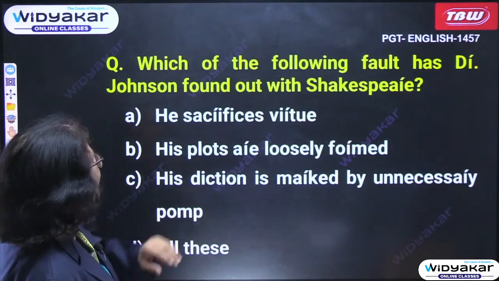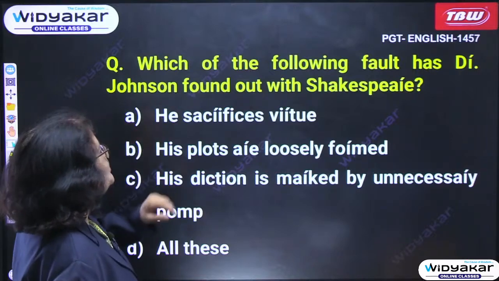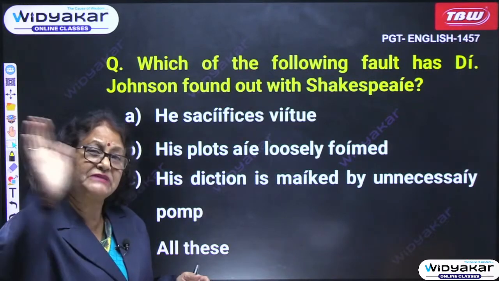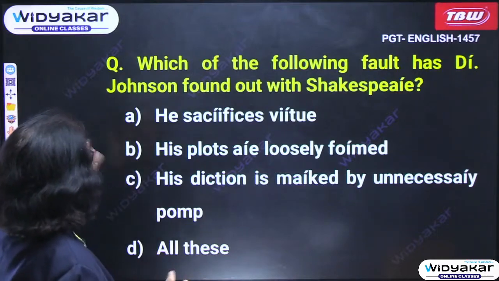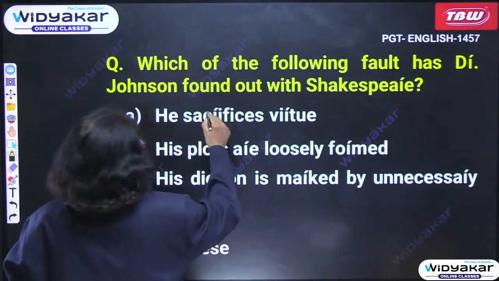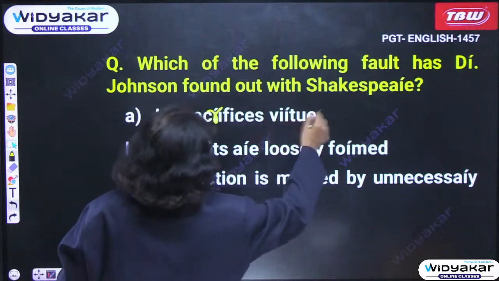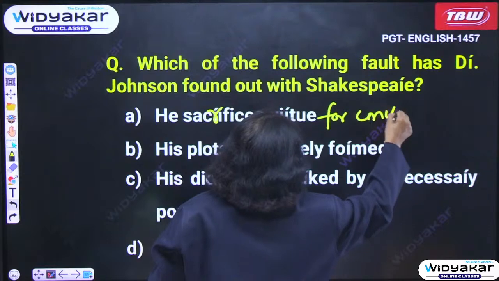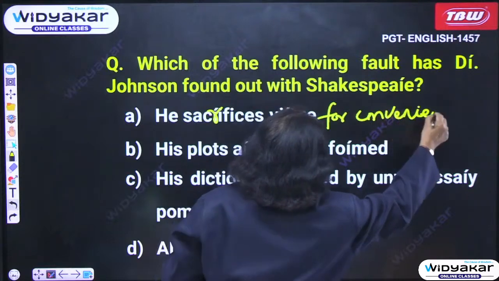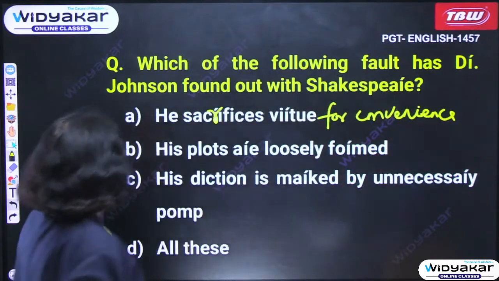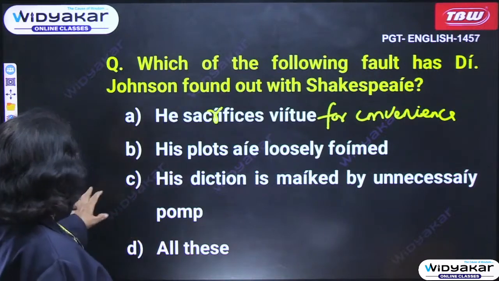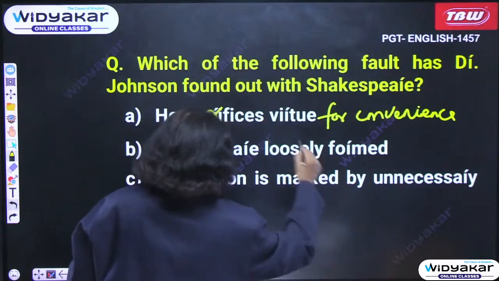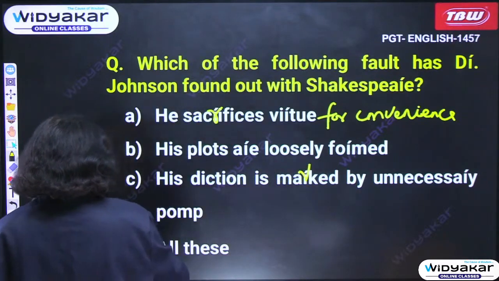Which of the following faults has Dr. Johnson found out with Shakespeare? Till now we discussed Shakespeare's merits, but now there are demerits. A. He sacrifices virtue for convenience. B. His plots are loosely formed. C. His diction is marked by unnecessary pomp. D. All these. Option D is the right answer.